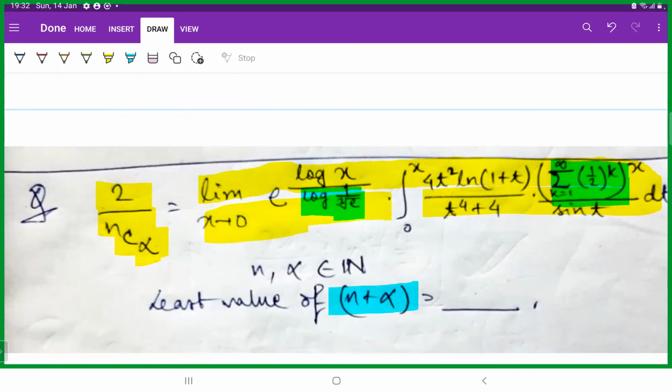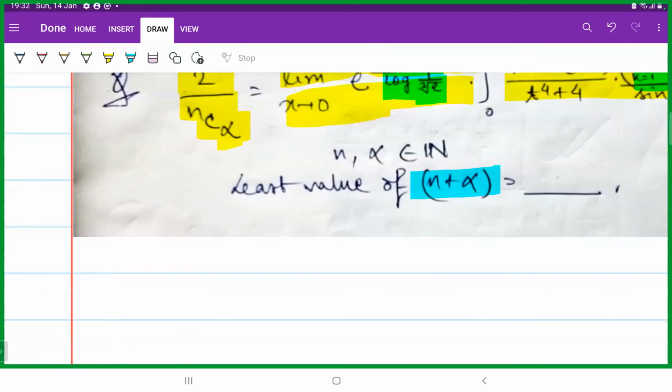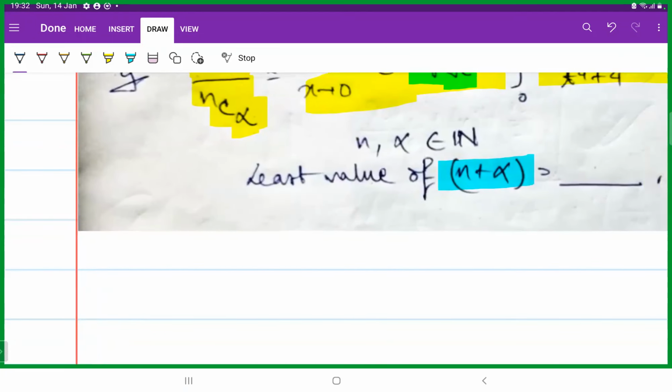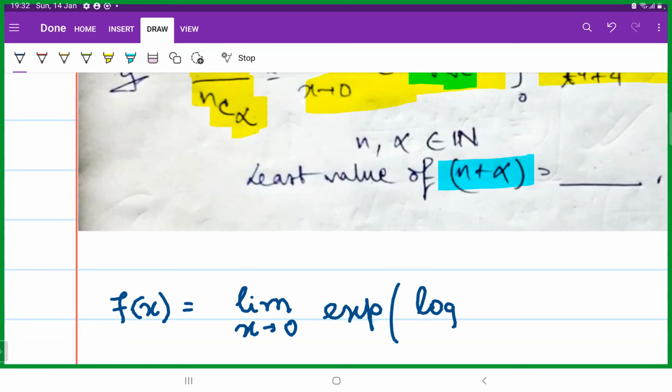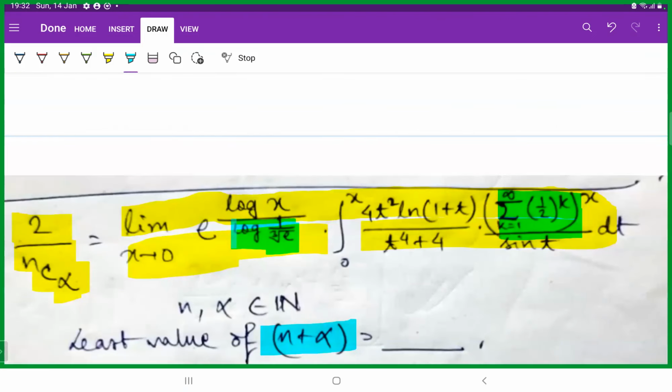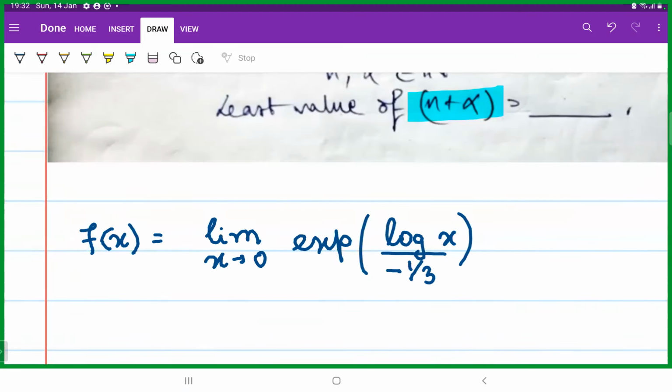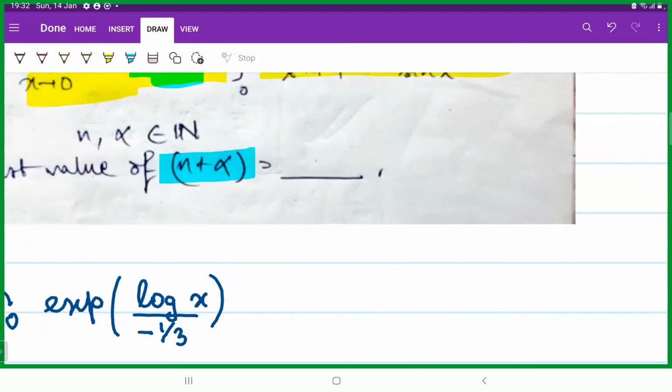Okay. So the first thing which we should try to do is simplify this function on the right hand side. Let me write this as f(x), this is equal to limit x tends to 0, e to the power log x divided by minus 1 by 3. Why do I write this as minus 1 by 3? Well, because this particular term log 1 by e to the power 1 by 3, it's equal to minus 1 by 3. I'm not showing how because that is just too elementary.